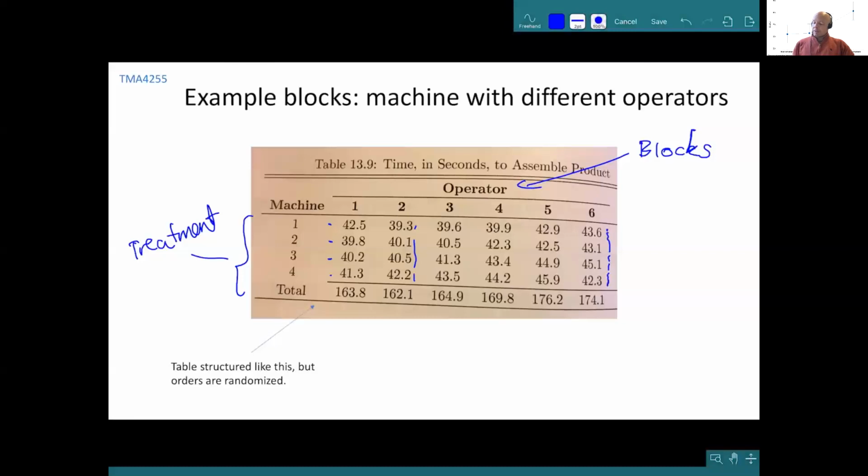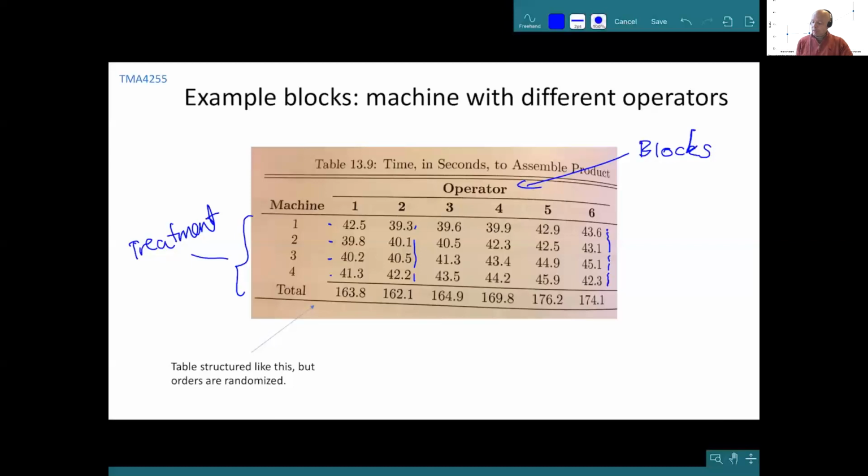And we could have had another situation too. Let's say that operator 6 is doing better at machine 1, but operator 2 is doing better at machine 4, and that's always the case. Then there's actually an interaction, which is not accounted for in this additive model. But if some operators are better overall than others, and it holds for all machines, then this blocking model that we discuss is good.